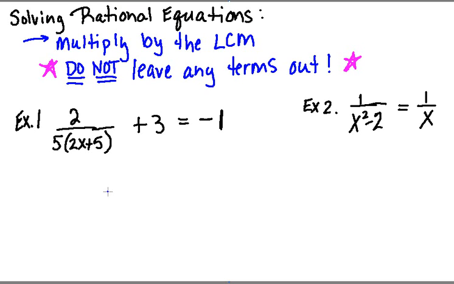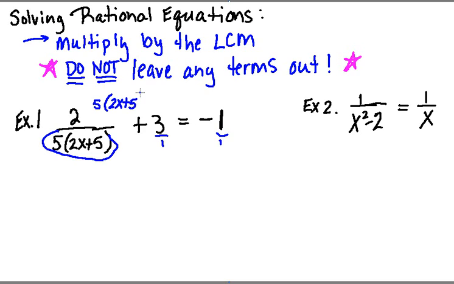All right, the one watch out in this case is that you need to make sure you multiply every single term by that least common multiple. You cannot leave anything out. So let's look at our example 1. If we look at all our denominators and we assume our denominators like here and here are just 1, the least common multiple is just this denominator because really it's the only thing in the denominator. So what I'm going to do is multiply every single term by 5 times 2x plus 5.